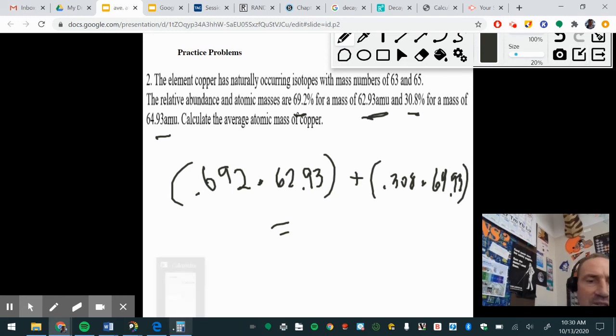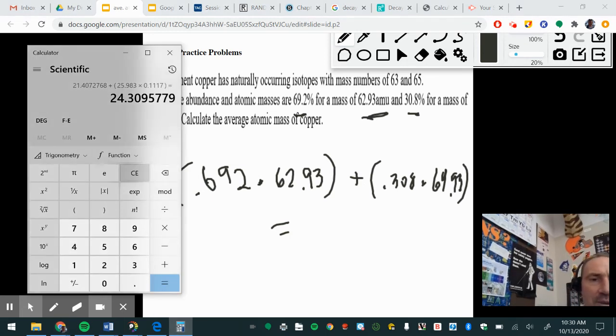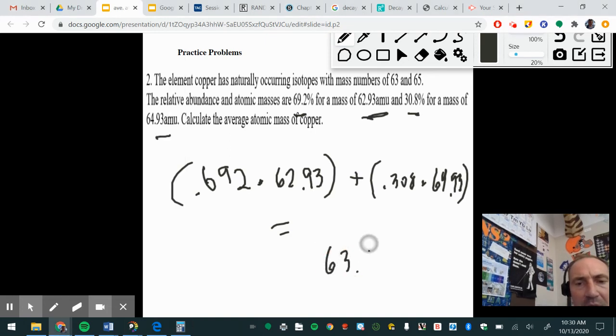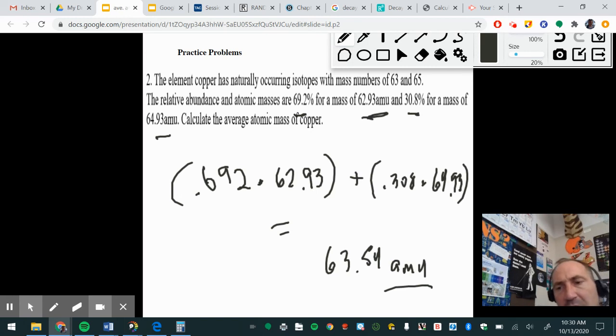Okay, so we'll bust the calculator out again. Might as well, right? We got it. So 0.692 times 62.93 equals plus, and I'm going to use parentheses here again, 0.308 times 64.93. Close my parentheses, hit equals, and I get 63.54, with which you would use the unit AMUs, which stands for atomic mass unit.